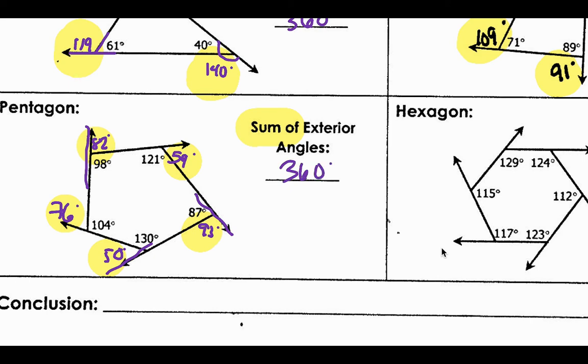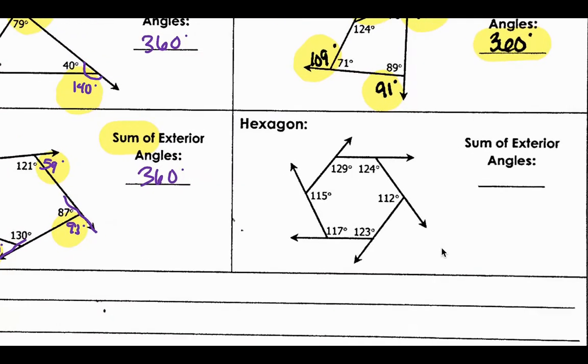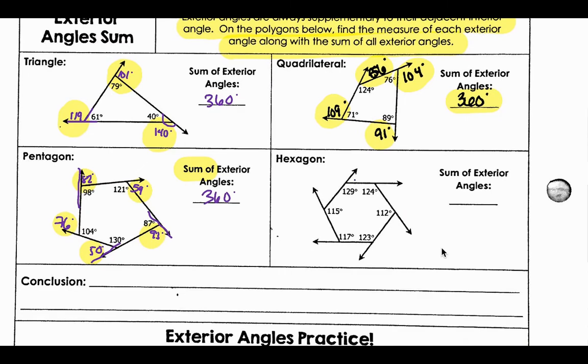360 degrees. So I'm going to give you one guess to figure out what the sum of each of these angles would be on our hexagon. What are all of our exterior angles? Notice that when we're doing these exterior angles, they're all going the same direction, these arrows. So what do you think? Yeah, exactly. 360 degrees.